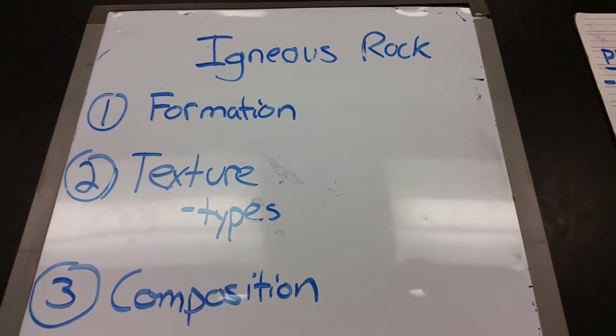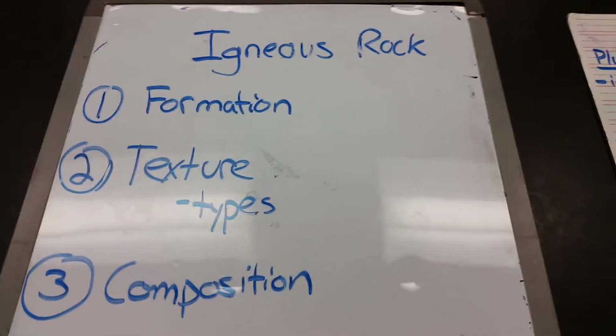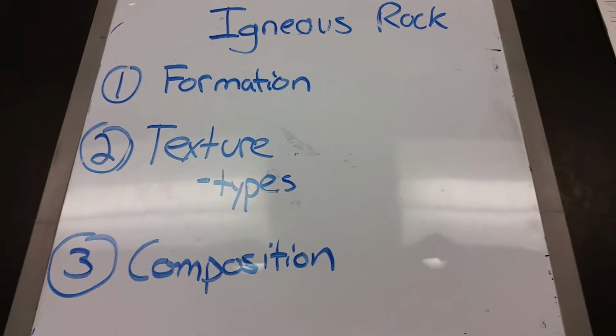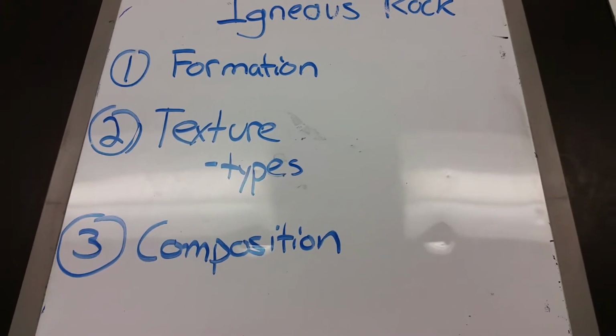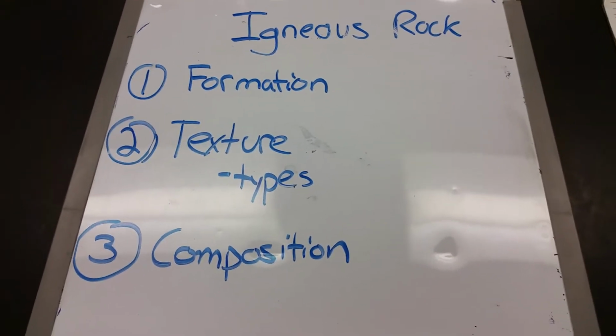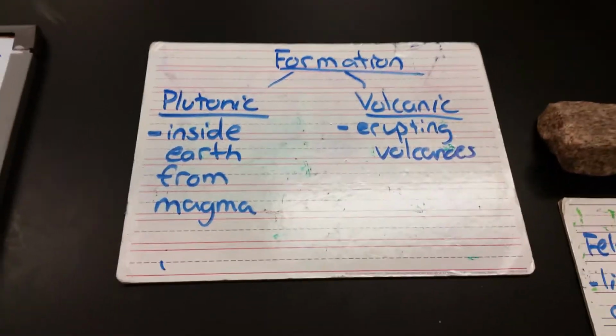Alright, today we're going to talk about igneous rock. So there are three main topics we're going to focus on: formation, texture, or the types of igneous rocks, and composition. So let's start with formation. There are two options when you're forming an igneous rock.